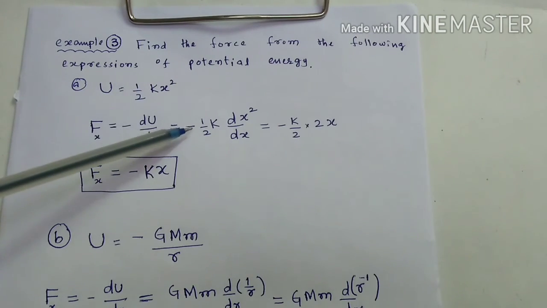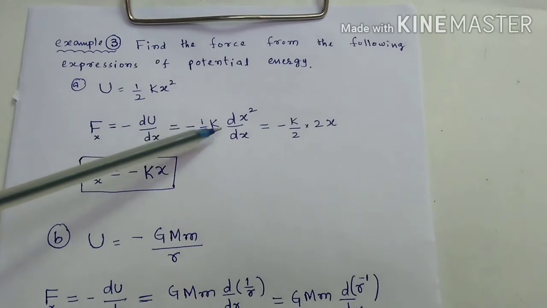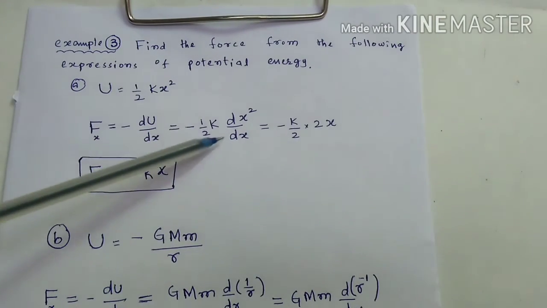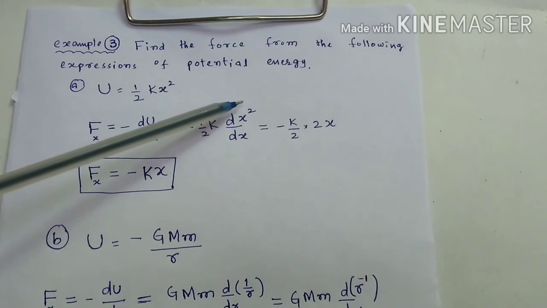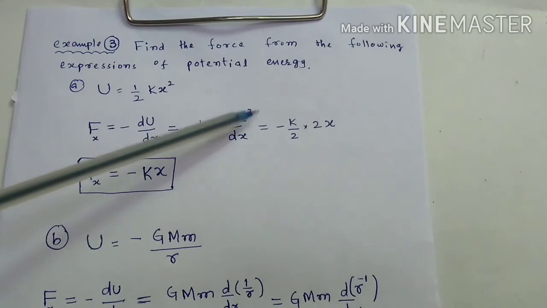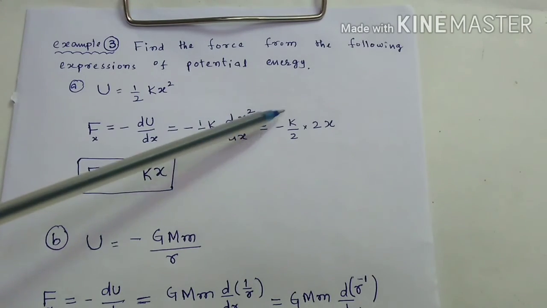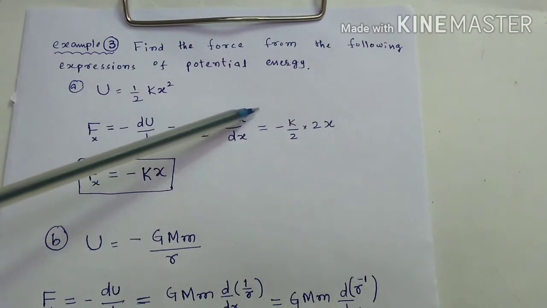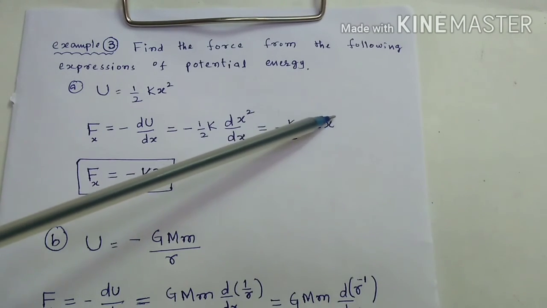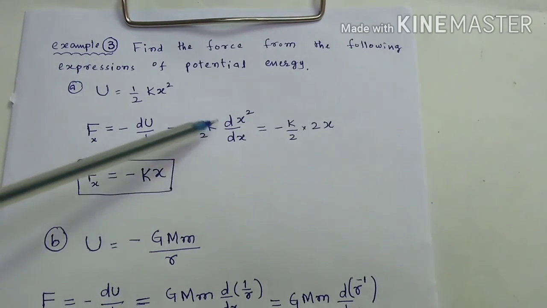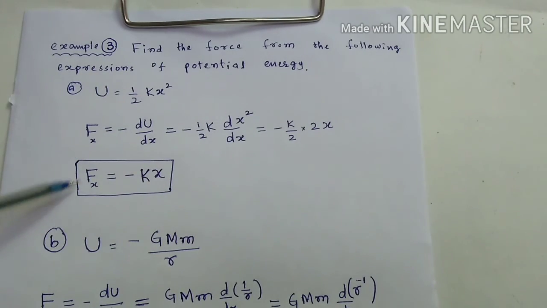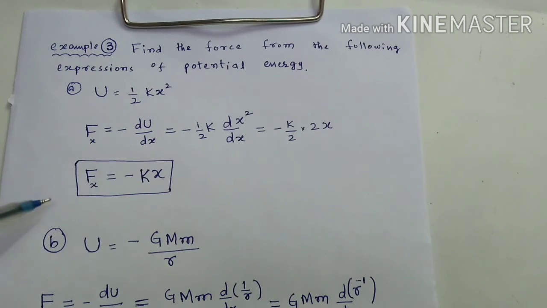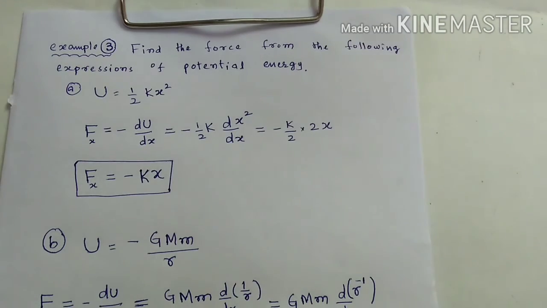So Fx is equal to minus d U by dx, equal to minus 1 by 2 k, with k constant taken out, into d by dx of x square. Simple formula, you know: d by dx of x to the power of n is n into x to the power of n minus 1. So here minus k by 2 into 2 into x to the power of 2 minus 1, that is x power 1. So d by dx of x square is 2x. Finally what you are getting, Fx is equal to minus kx. This is the force we got from the potential energy. Okay?